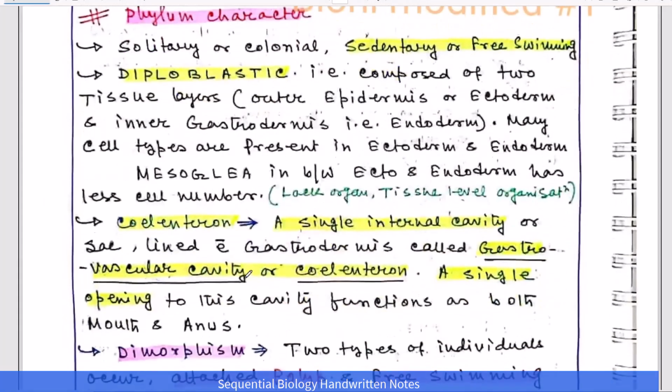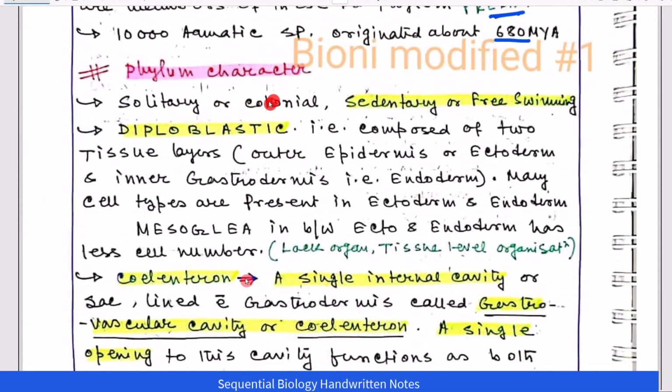What are the phylum characters? They may be solitary or colonial. That means the individual may be present singly, or many individuals are found together, and this is called a colony. And sedentary or free swimming: that means they can be attached to a substratum and cannot move from one place to another, that is, they may be sedentary like the sponges, or they may be free swimming and can move from one place to another.